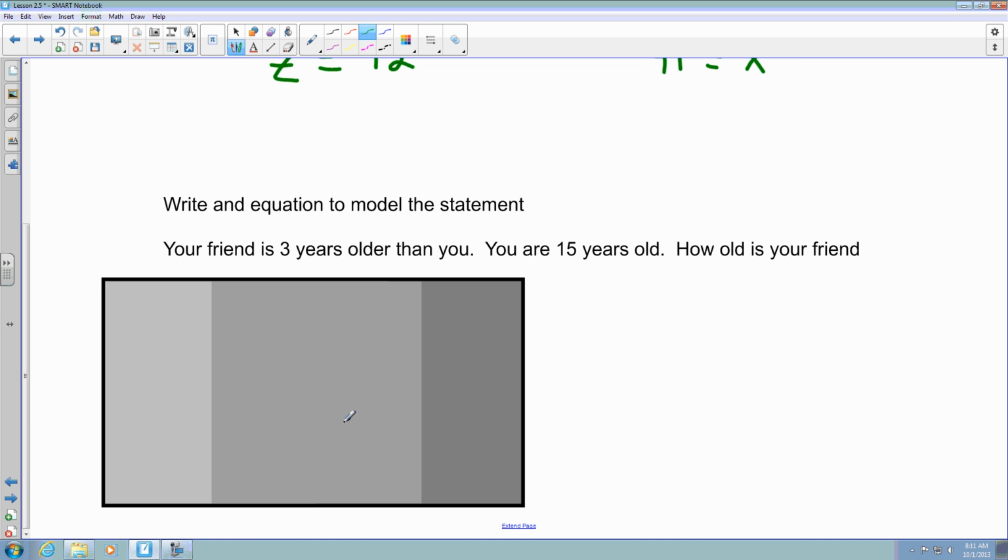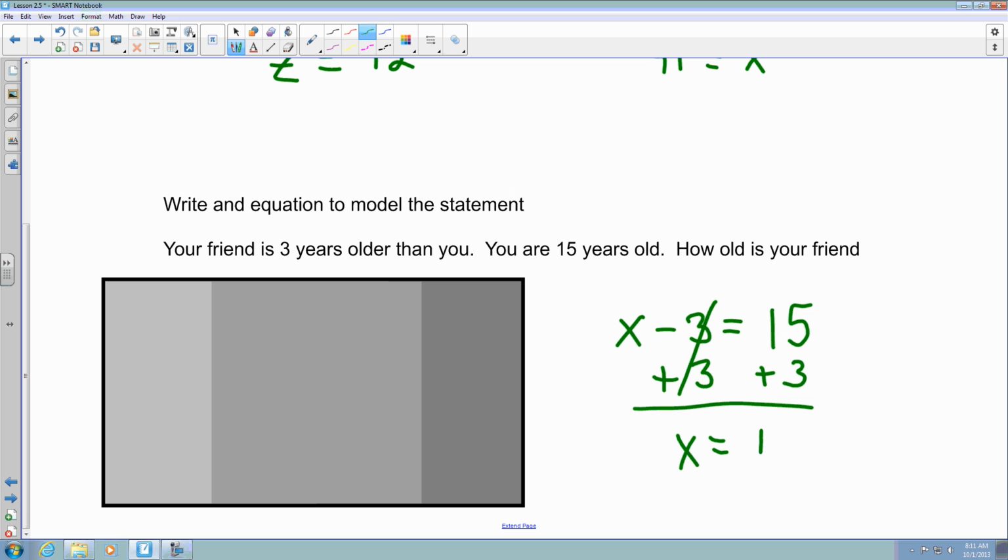So you know that we can represent x as the age of your friend. You know that he's older than you, so that means x minus 3 equals 15. What I have to do in order to solve for the variable is add 3 to both sides. That cancels it out, so I get x equals 18. So your friend is 18 years old. Okay?